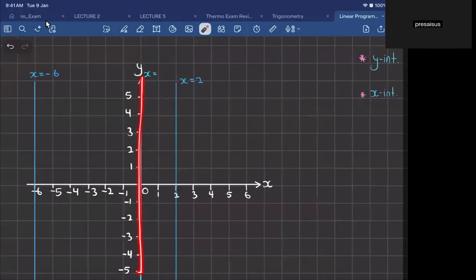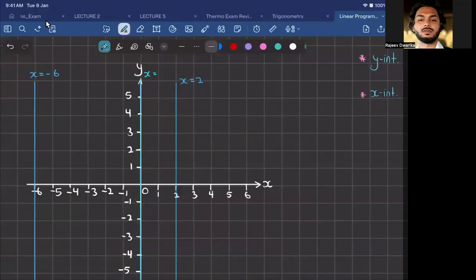It's passing through the x-axis and the y. Well, it's on top of the y-axis, but what value is it passing through on the x-axis? 0. Yes. So you say x is equal to? 0. Yes. That's it.